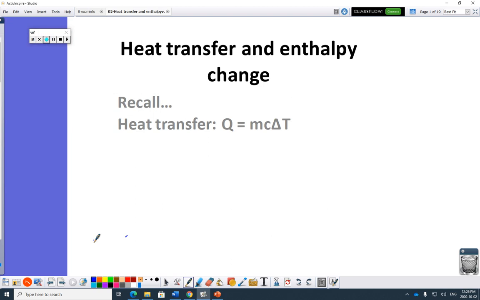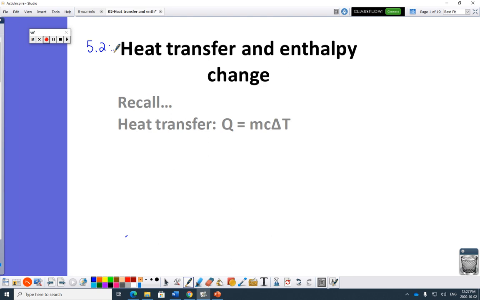Okay, so we are going to expand how we look at heat transfer. Like I said in 5.1, we are going to calculate how much energy is absorbed or released by a reaction a bunch of different ways. So 5.2, this is 5.2, sorry.